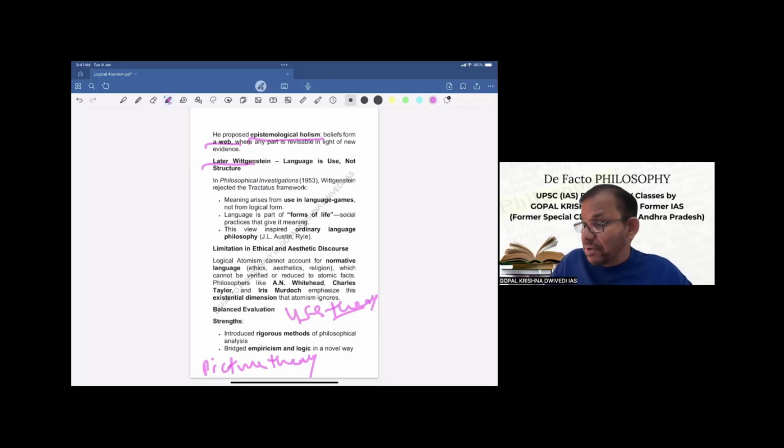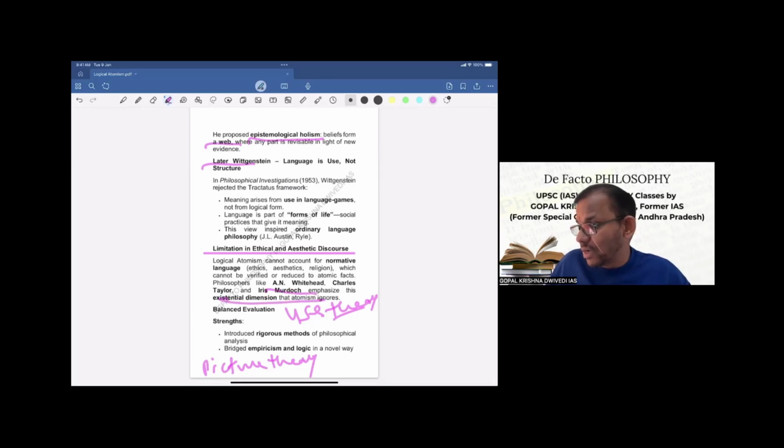Then another important criticism is the limitation in ethical and aesthetic discourse, because they rejected these altogether. Wittgenstein also rejected that these statements are emotive statements. Yesterday we saw a similar point. So logical atomism cannot account for normative language, ethics, aesthetics, religion, etc., which cannot be verified or reduced to atomic facts. Philosophers like Whitehead, Charles Taylor, and Murdoch emphasize this existential dimension that atomism ignores.